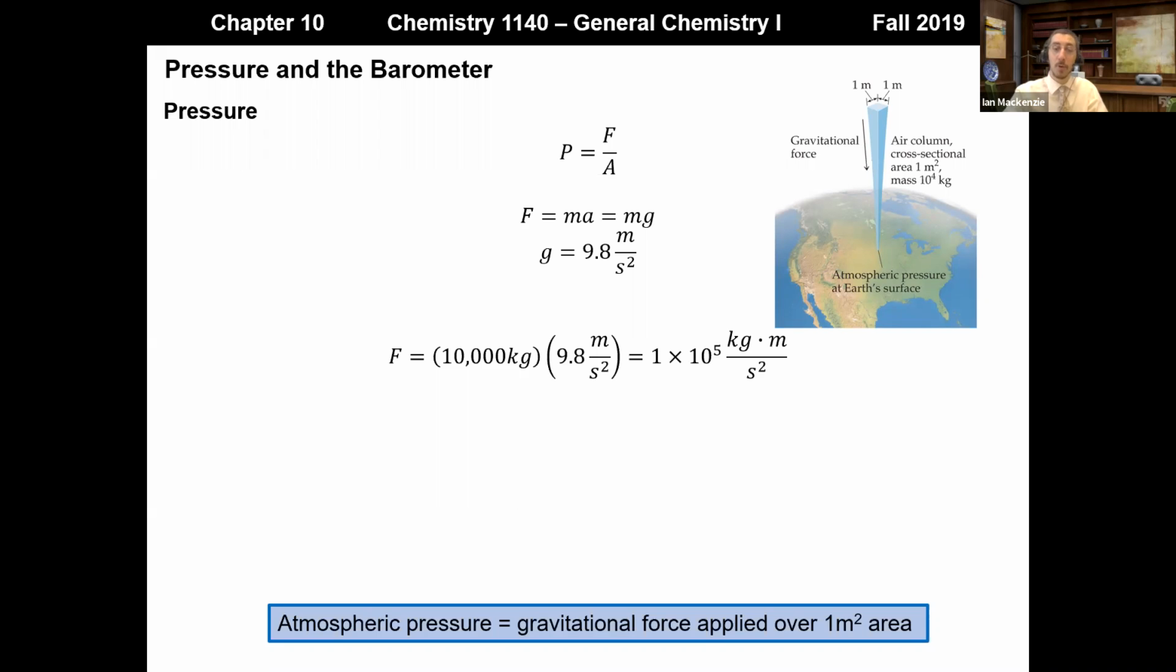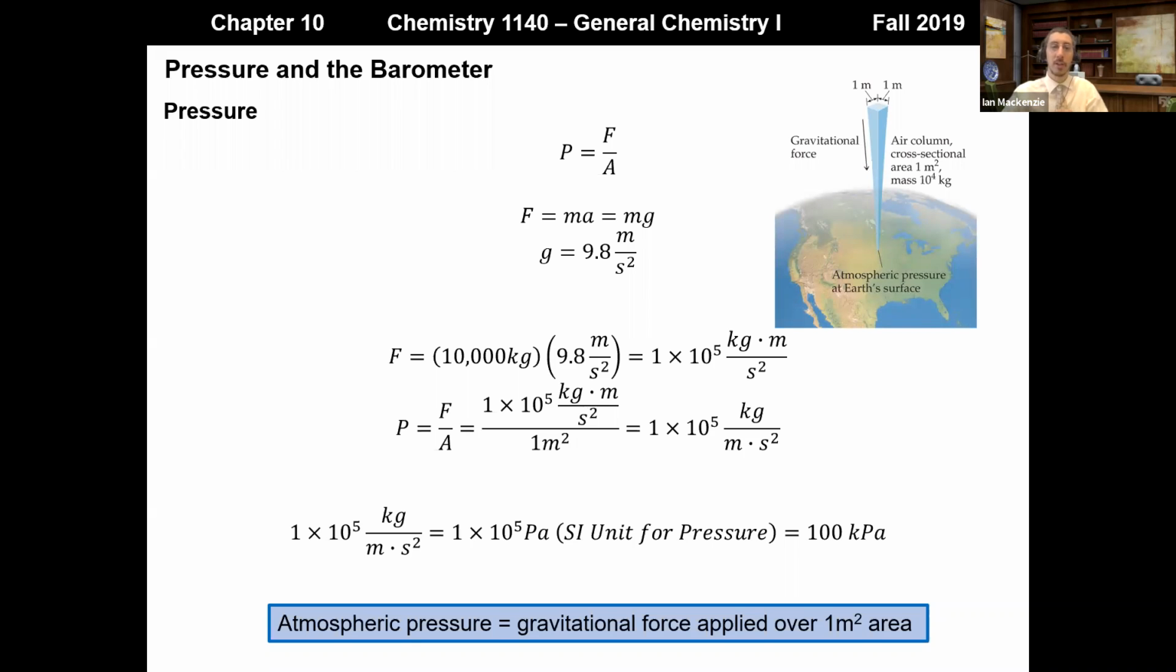Now, if we take that force and divide it by the area of 1 meter squared, we'll come out with 1 times 10 to the 5th kilogram per meter second squared. This is now an estimation for the atmospheric pressure. We don't tend to use this unit, kilogram per meter second squared. This is actually given a specific term. This unit is known as the Pascal. It's named after Blaise Pascal, a scientist who did studies or experiments on gases.